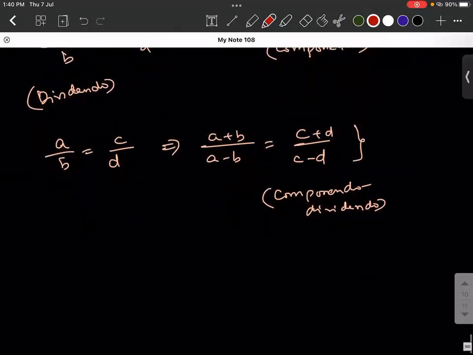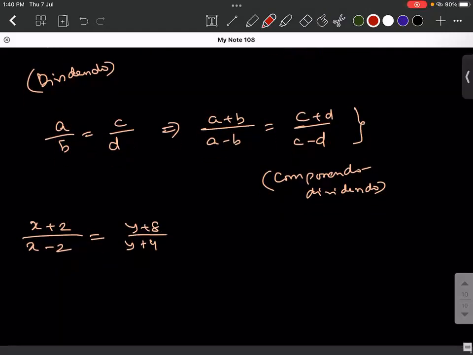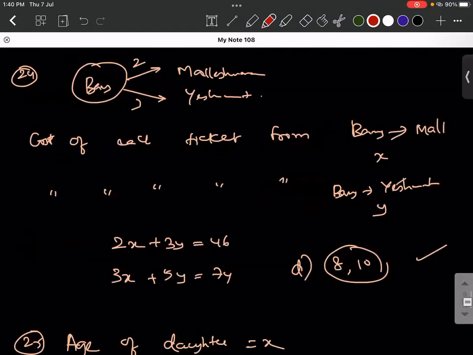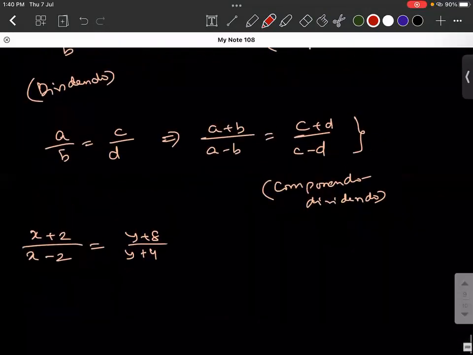Now tell me what is the question. (x + 2)/(x − 2) = (y + 8)/(y + 4). See, I saw the coefficients of x and y, they both are the same. So when I apply this so-called componendo-dividendo, right? Wait.